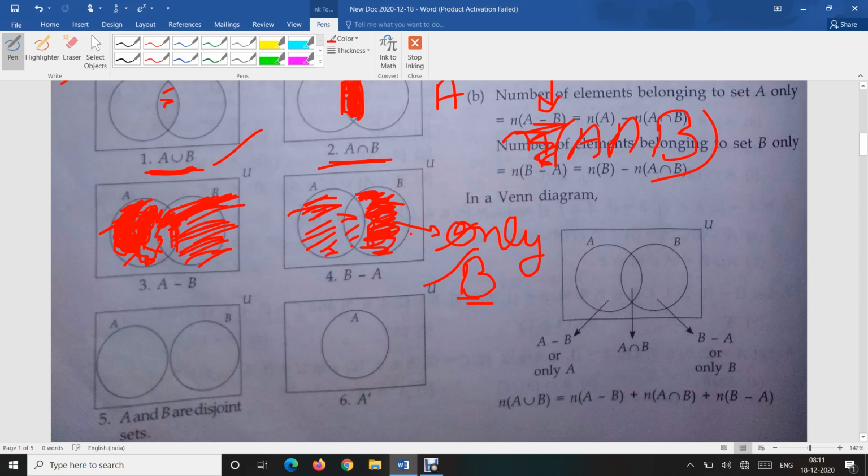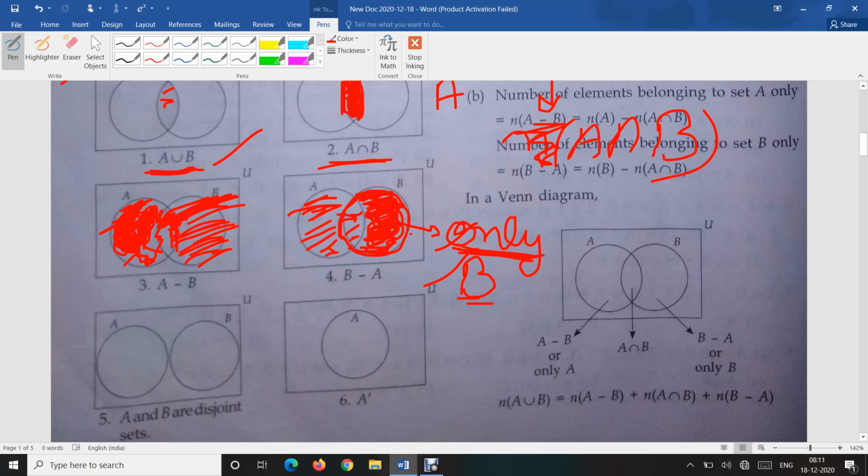Only B. This term only is necessary to write here. Because if we are saying set B, then it will consider the whole set, the whole circle. But if we are saying only B, then the common portion will be excluded. You are left only with this portion, and this is only B.